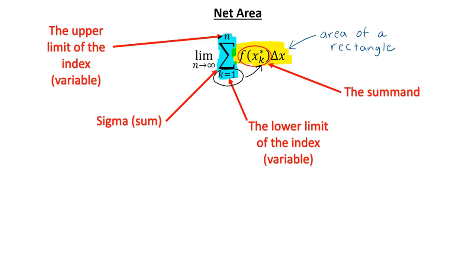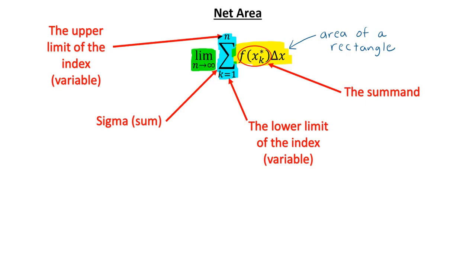When k is equal to 2, we'll have f of x sub 2, and that'll be the height of our second rectangle. And we'll keep plugging in successive k's to find the height of successive rectangles. And we'll do that until we reach the upper limit of our index, the n above the sigma notation here. So if n is 4, we'll find the heights of 4 rectangles. If n is 10, we'll have the heights of 10 rectangles, and so on.